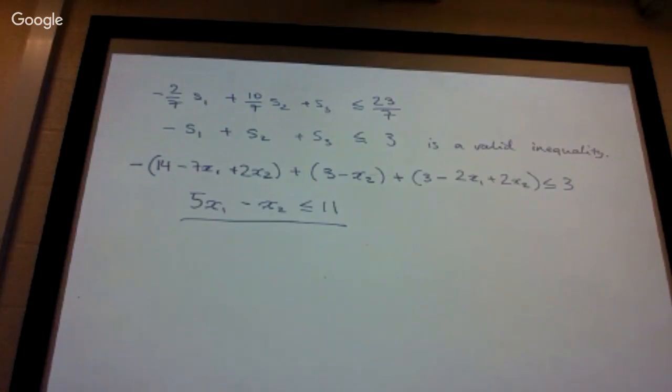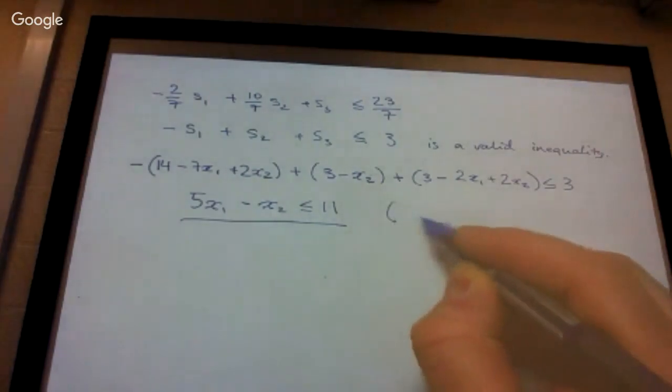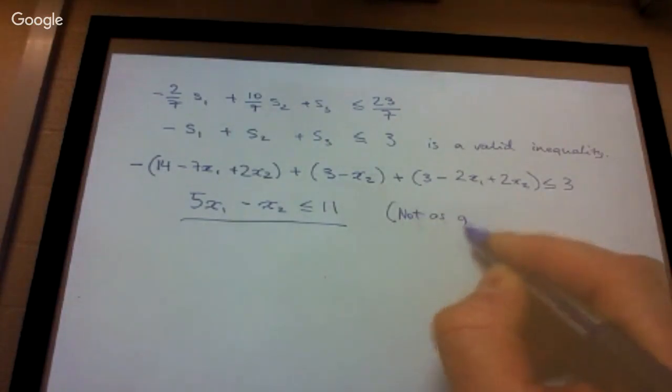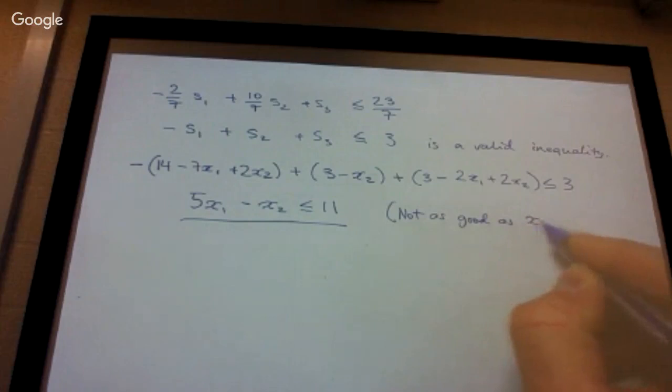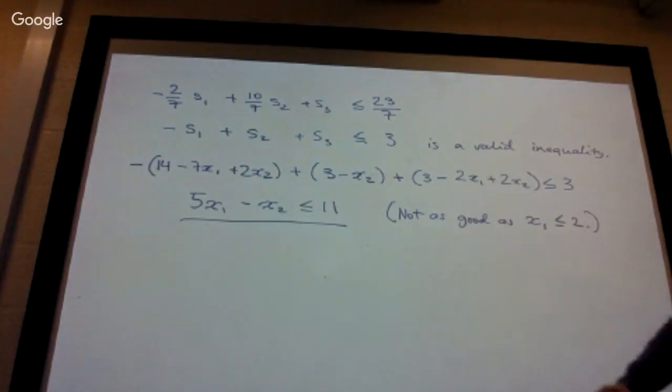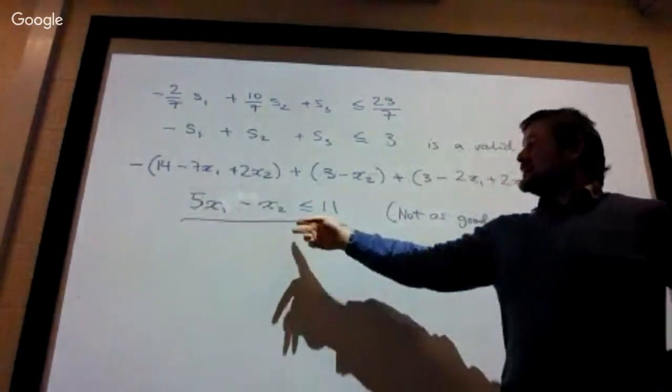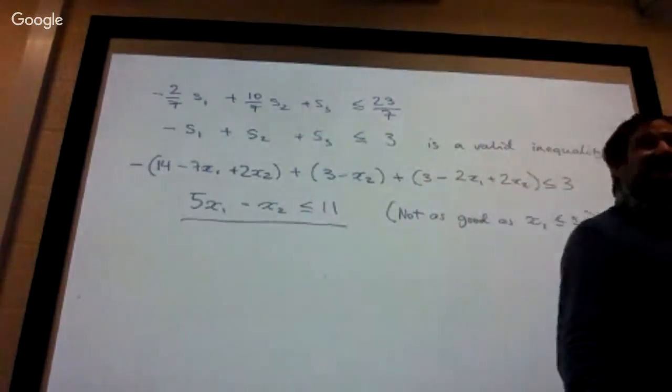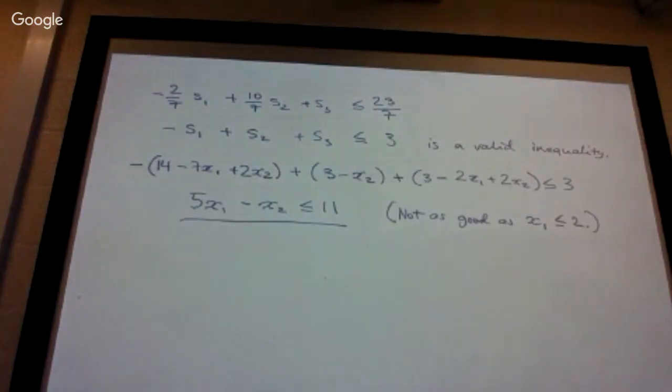And all these you can generate and keep adding and keep optimizing your linear programming until everything is integer. That should work. It might take a lot of time though. So this is not as good as the one that we got before. If this is no more than 2, then this is no more than 10, and this is negative, so it can't be more than 11. So the first one we got was better.